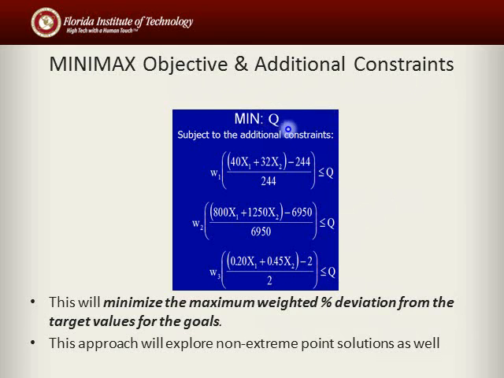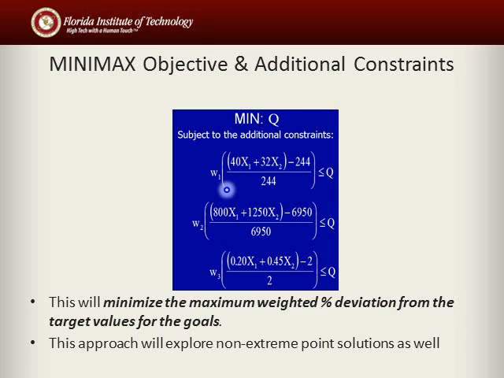Here our objective is going to be to minimize, let's just call this Q, this quantity, subject to additional constraints. These constraints are again the deviations. These are the weighted deviations from the target goals. In here, the target goal is 244. That's for goal number 1, and that's going to be less than or equal to some parameter. So what we're doing in here is minimizing the maximum weighted percentage deviation from the target values of each of the goals. Again, hopefully this will make more sense when we show the Excel formulation for it. But basically this is what it's doing.